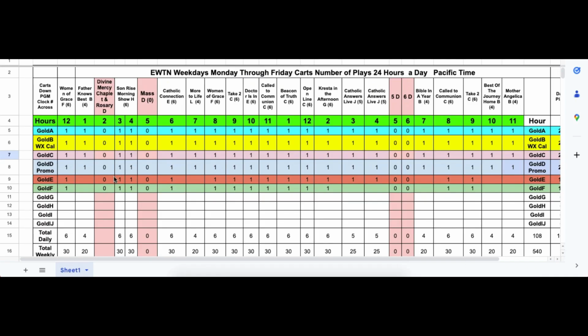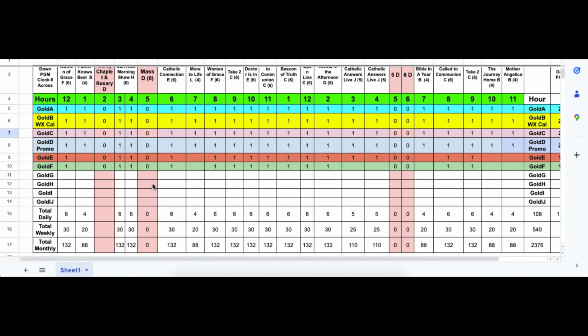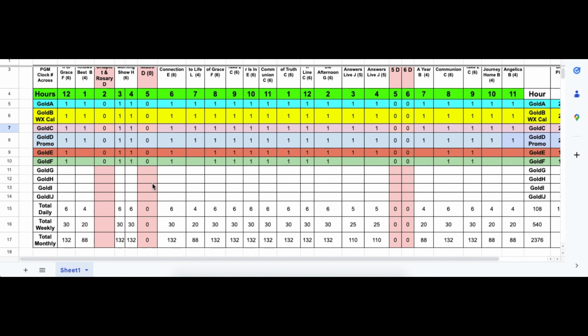Alrighty, folks, here's the big grid. This is a 24-hour grid for the clocks. And you will notice up at the very top of the log, you'll see that I have listed each program. Now, this is in Pacific time because I made this up for a station out in Grants Pass, Oregon.